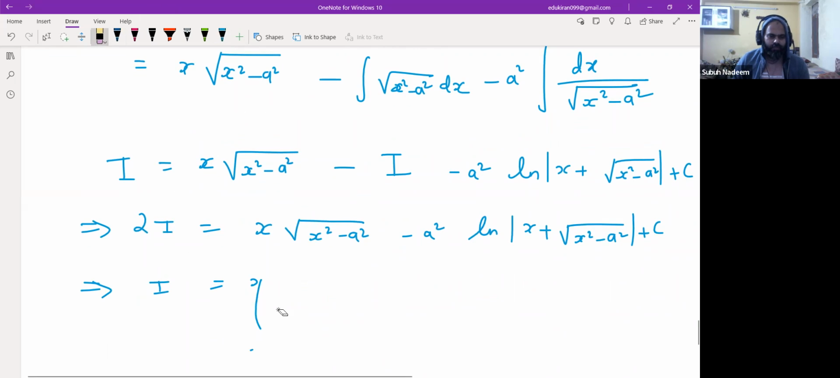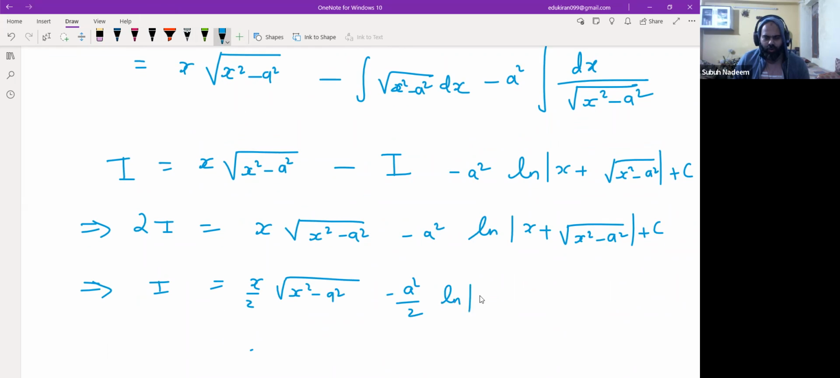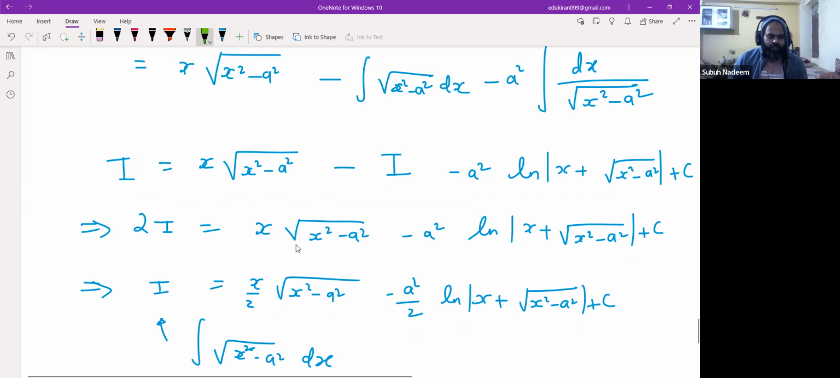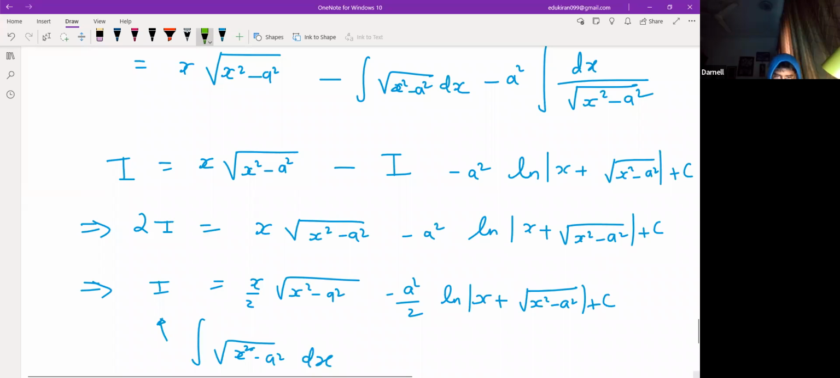So I, which we have to find out, is x by 2 root over x square minus a square, minus a square by 2 log of mod of x plus root over x square minus a square plus c. So this is the formula for integral of root over x square minus a square dx. This is the first formula which we have to remember. Do you want to note it? Have you noted it? Oh, yes. Understood all the steps? Yes.